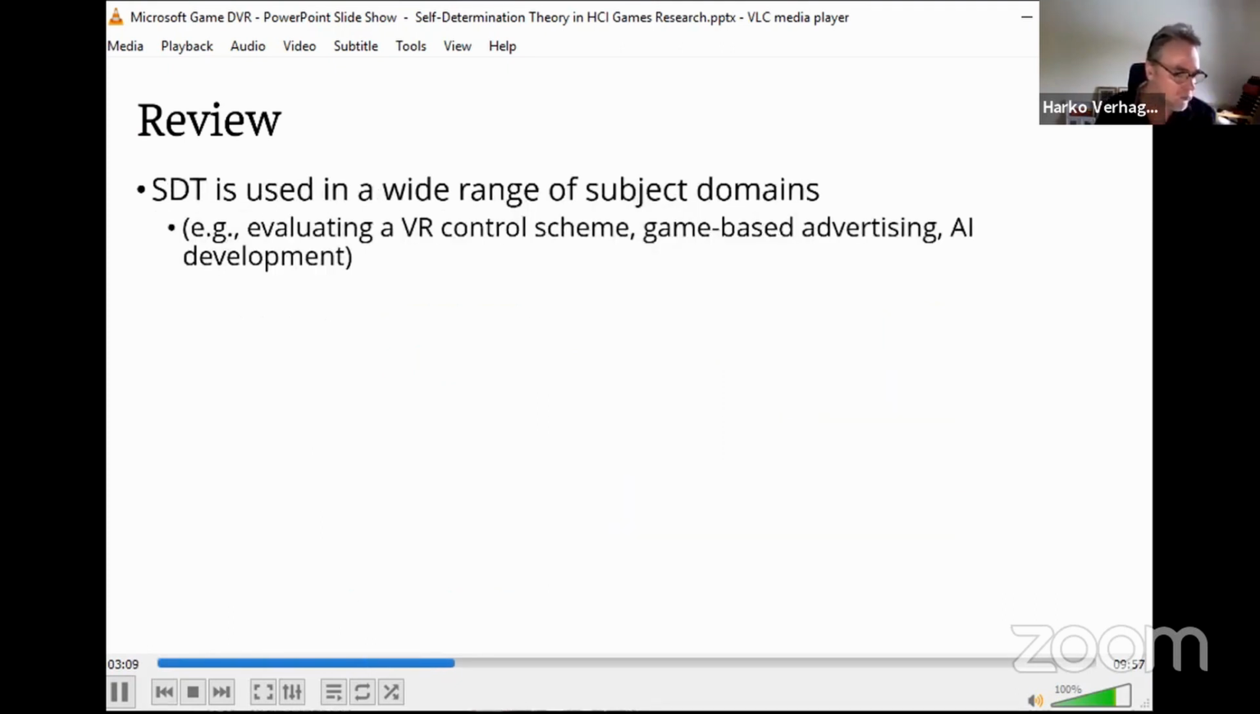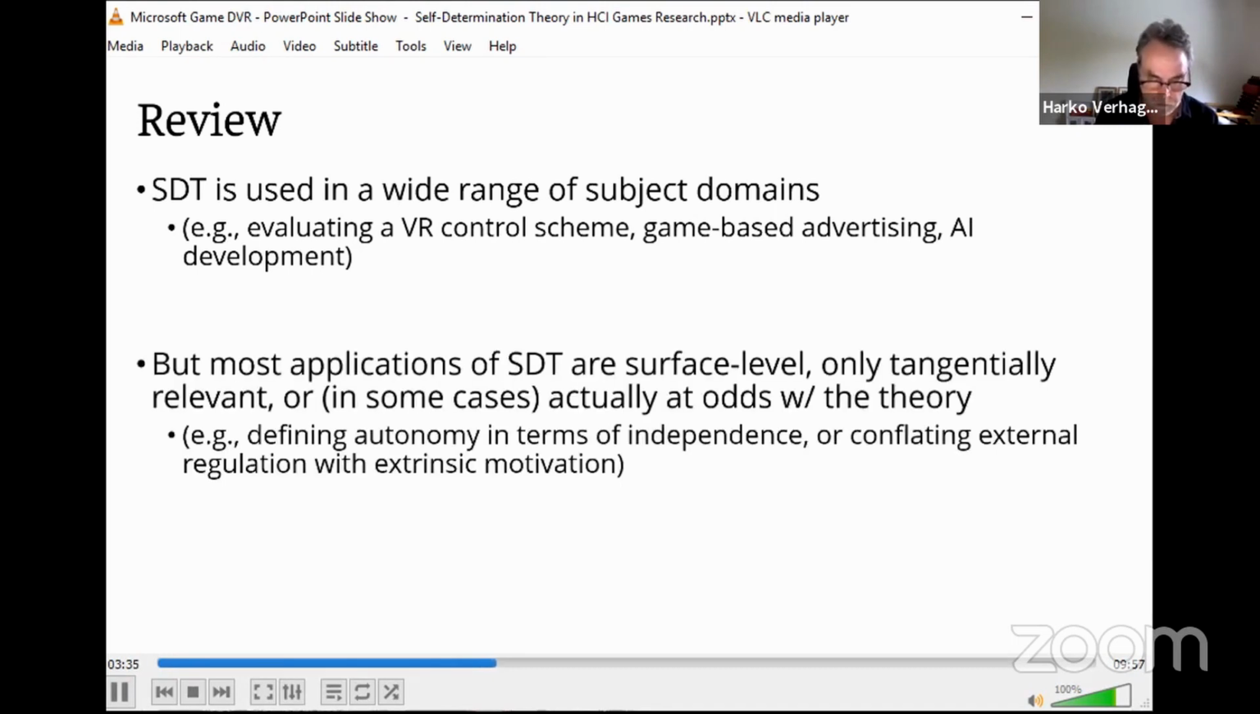So, what we found, first, the theory is used in a wide range of subject domains. Some of the more unusual, perhaps, examples, so just evaluating a VR control scheme, in game-based advertising, and AI development. Frankly, I was surprised at the different places that the theory has been used and the ways that it's been used. However, most applications of the theory are surface level, only tangentially relevant to the work, or in rare cases, actually at odds with the theory.